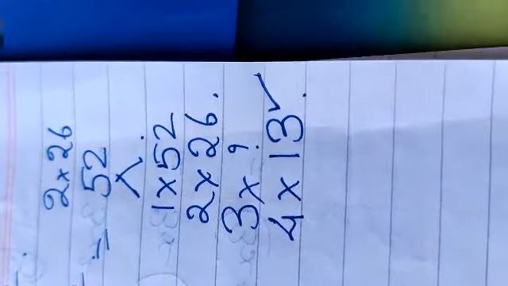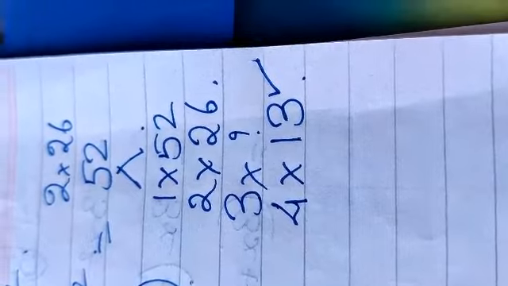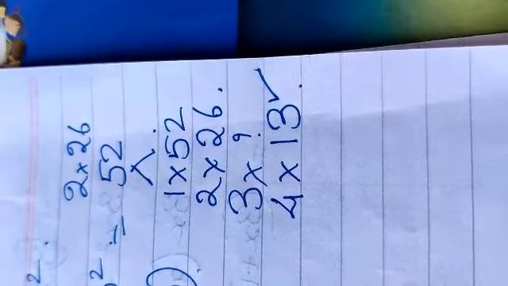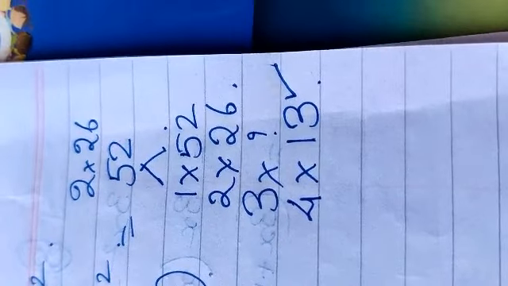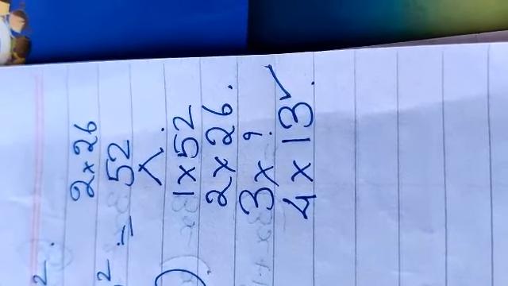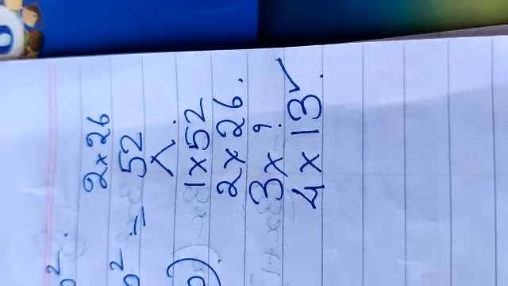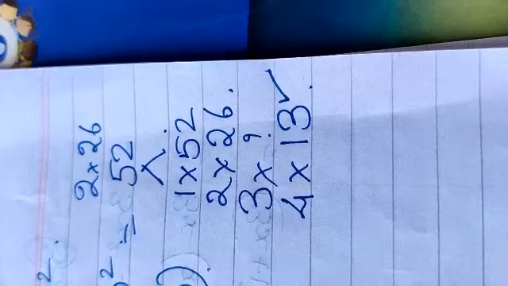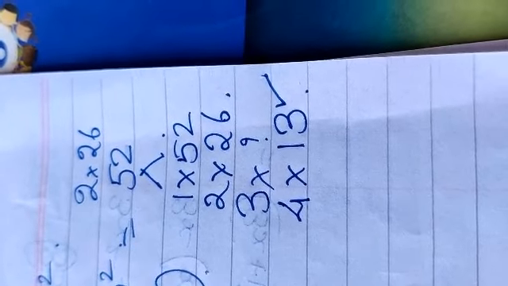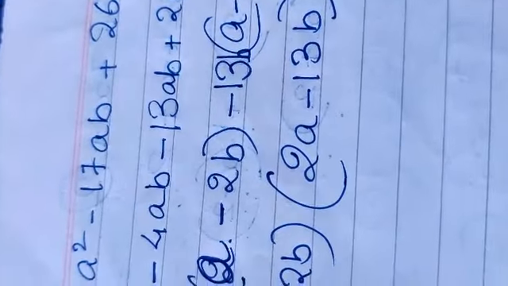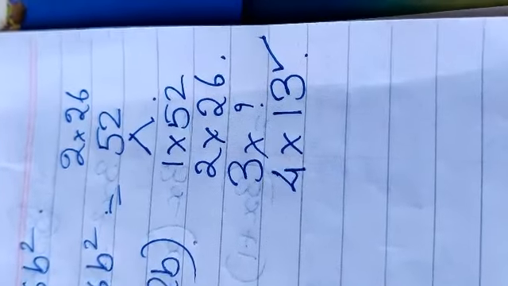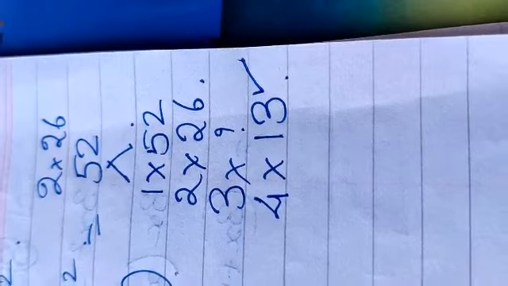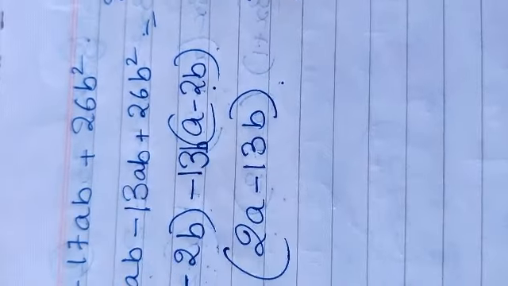We have 1 into 52 giving 52, 2 into 26 giving 52, 3 there is no factor which gives us 52, 4 into 13 gives us 52, 5 again there is no factor which gives us 52. So we'll wait here and we'll see the combination of which factors, which factor pair will give us 17ab. So here we can see 4 and 13 addition gives us 17. So we can use this pair.